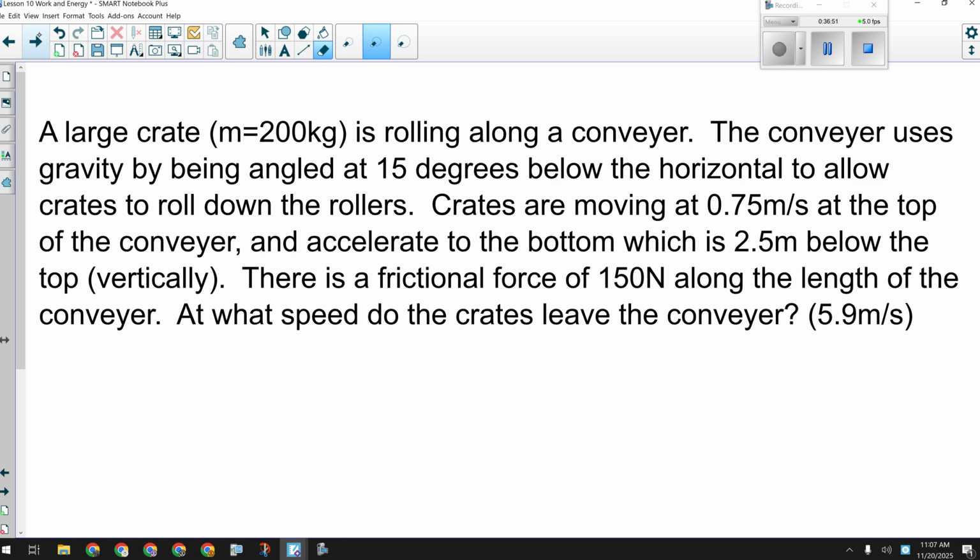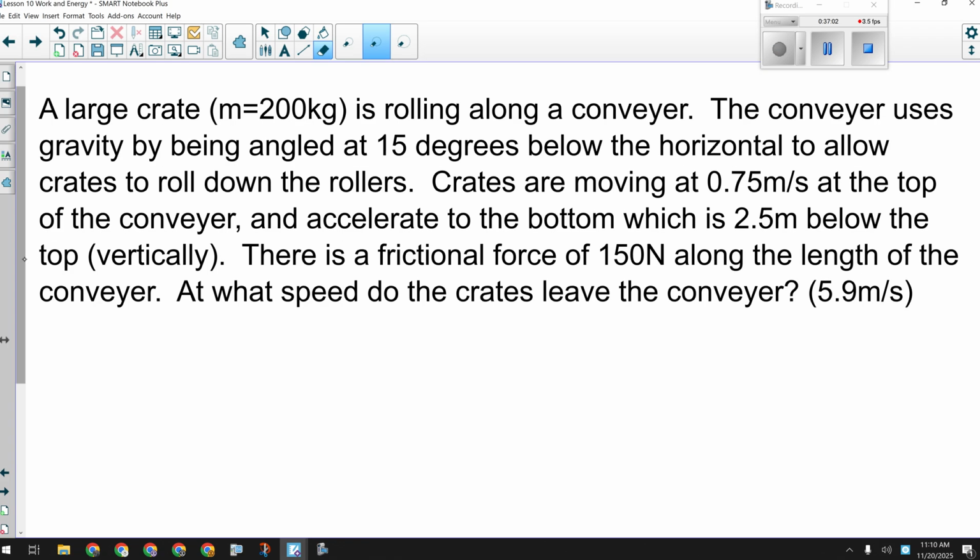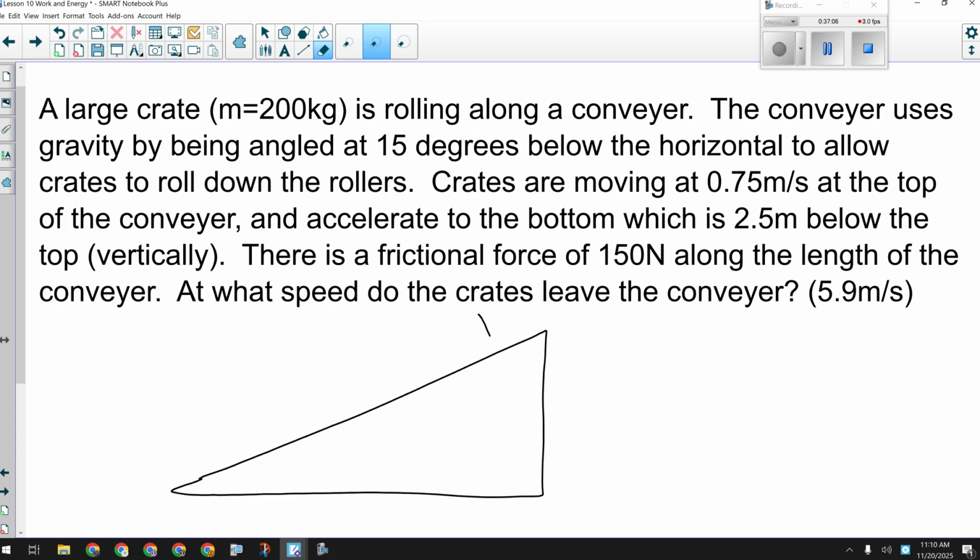This is a pretty involved one. About as involved as they would get. Let's get the setup done here. So we've got a crate, at the top, its initial position anyway, 200 kilograms. So here, its initial height is 2.5 meters, and its initial speed is 0.75 meters per second.